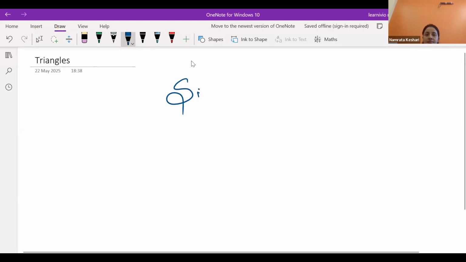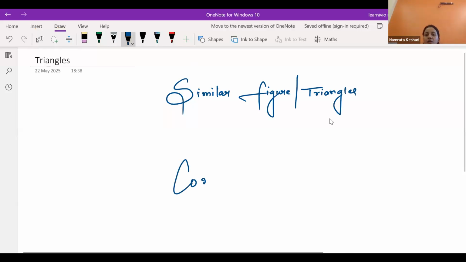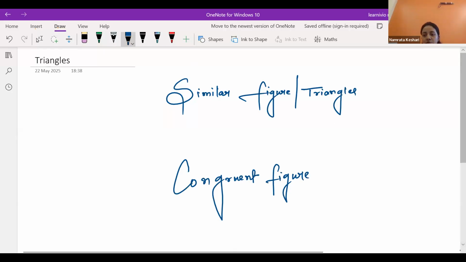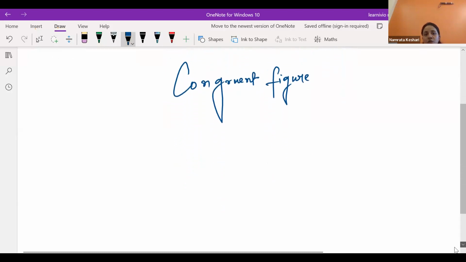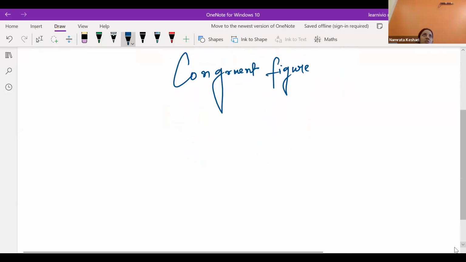Similar figure means what? Similar figure, similar triangle, we'll be covering over here, but before that we will see what is a congruent triangle or congruent figure. Most of you here are from my previous batch. You understand congruency means what?